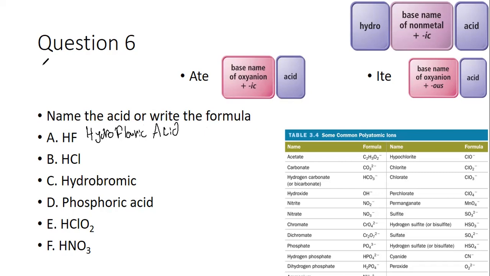All right. HCl, hydrochloric acid, right? Binary acid, so hydro. Then chlorine is chloric acid.